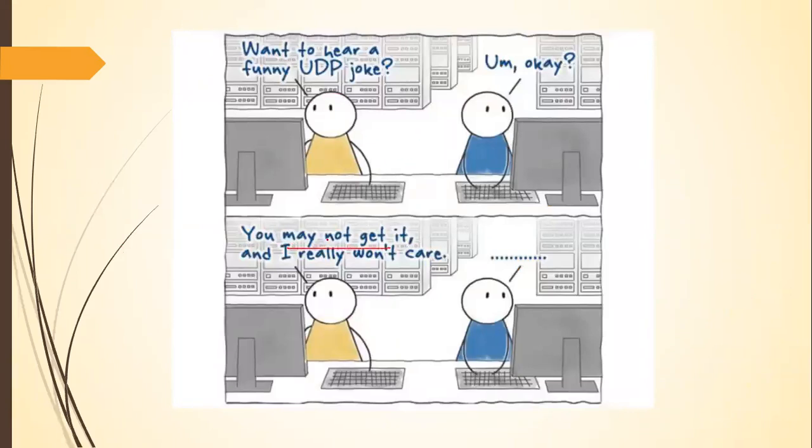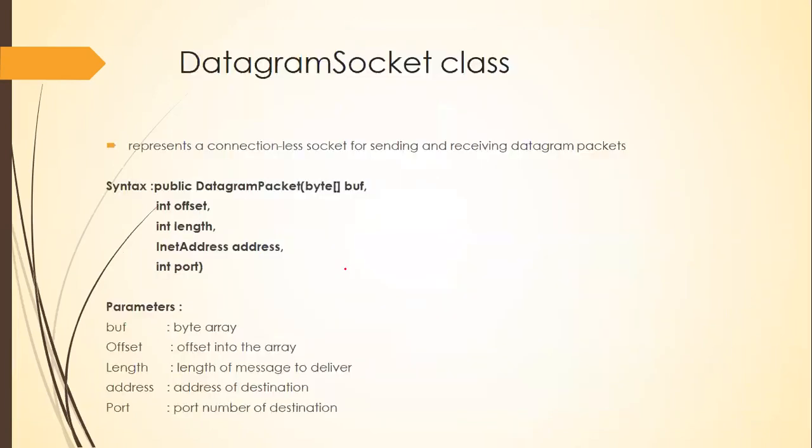You may not get it. Okay, this is the problem of UDP, problems of connectionless protocols. You may not get it, and the network really doesn't care whether you get it or not. Now let us see about something called a Datagram Socket class.